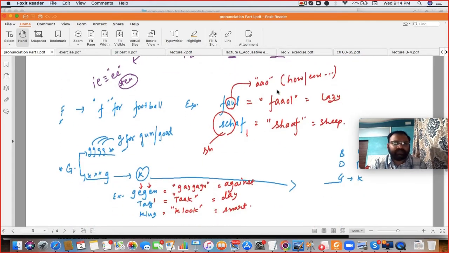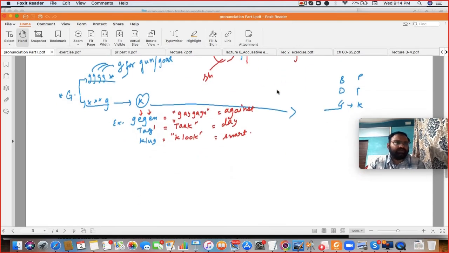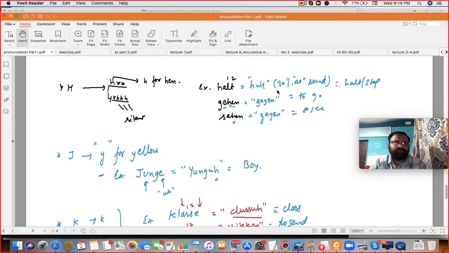Next, F. Foul, Shaft. Fowl and Shaft. Good. Gegen, Tag, Cloak. Gegen, Tak, and Klug. Next is H. H in the beginning is her, middle or end it is silent. So speak the example. Halt, gain, Zain. Correct. Heart, gain, and Zain.